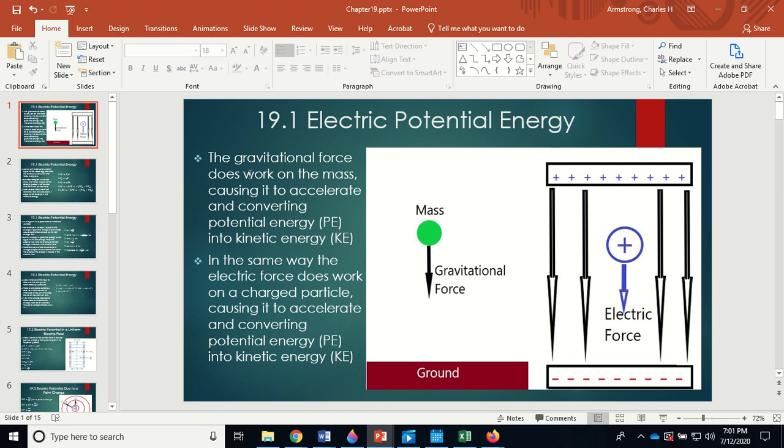The gravitational force does work on the mass, causing it to accelerate and converting potential energy into kinetic energy. In the same way, the electric force does work on a charged particle, causing it to accelerate and converting potential energy into kinetic energy. So this guy has potential energy here because there's going to be a force acting on it, moving it this way, okay? Just like this mass has got potential energy because the gravitational force is going to act on it and pull it down until it hits the ground.